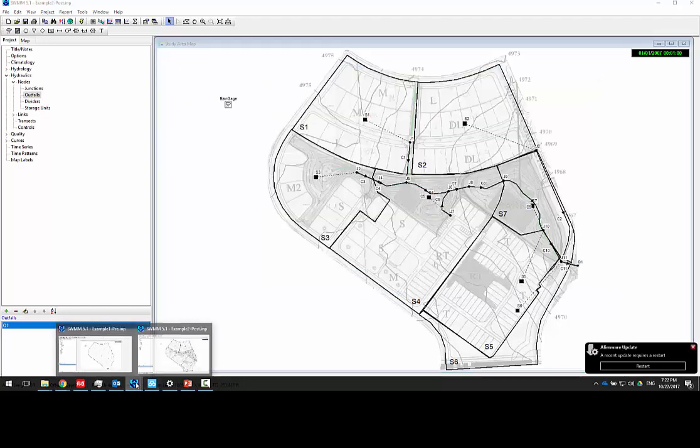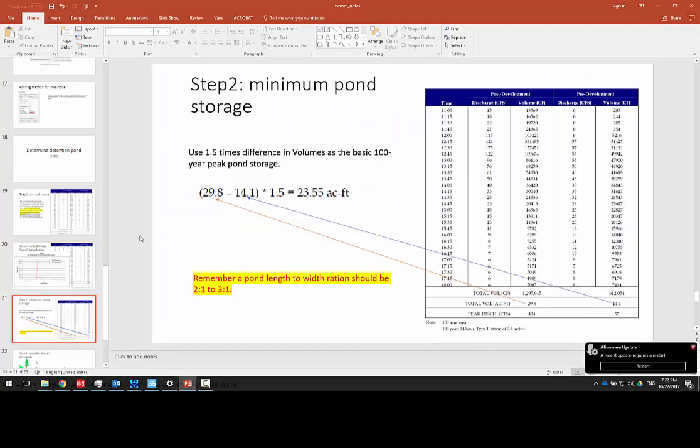So you just compare them, and then it's very easy to calculate the storage. You just use 1.5 times the difference between the 100 year previous and the post runoff. Okay, remember it's total volume. And then you get the volume of the detention pond. So that's what you need basically. All right.